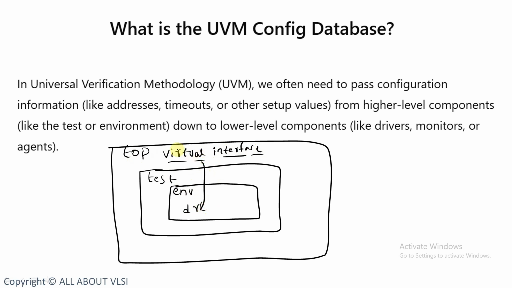In the case of SV, what we have learned is using the keyword new, we were passing this virtual interface handle. But in the case of UVM, we are not going to use the new operator. We are going to use UVM config DB. Using this UVM config DB, we are going to pass the virtual interface handle to our driver. This is how we are going to pass instances or any handles or any data items from the top to bottom hierarchy.